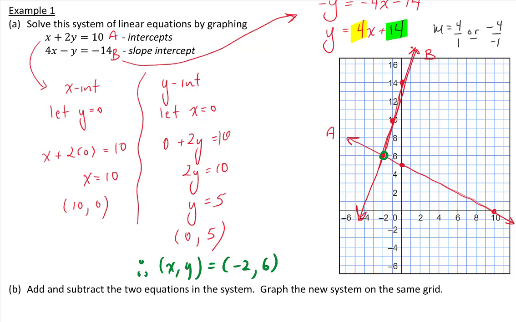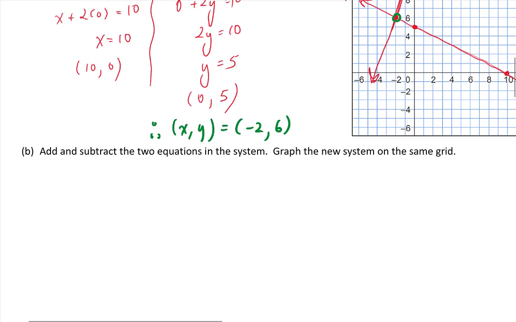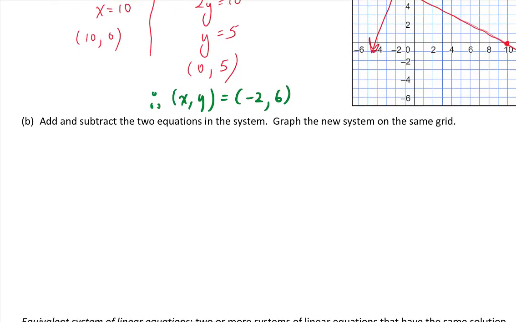All right. So now let's talk about an equivalent linear system. First of all, we're going to make an equivalent linear system and then discuss what it means. In part B, it says to add and subtract the two equations in the system, and we're referring to the system given above. And then we're going to graph these two new equations.